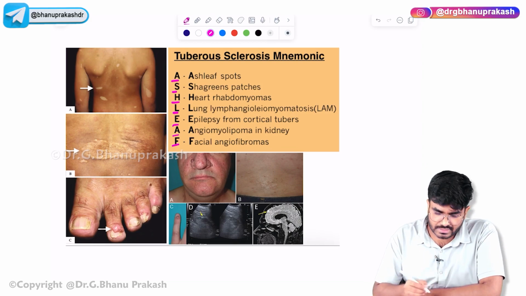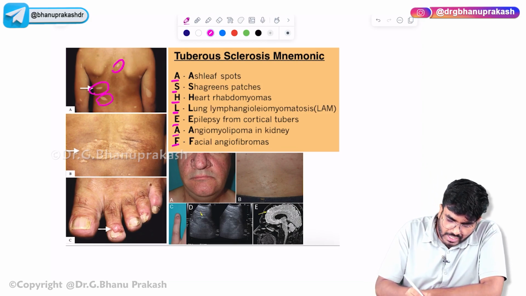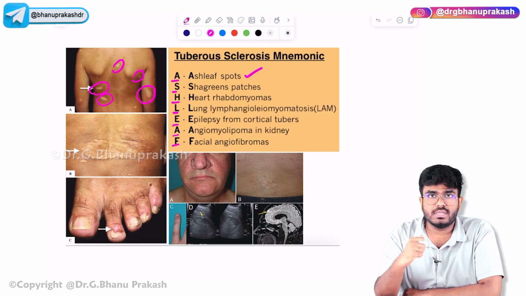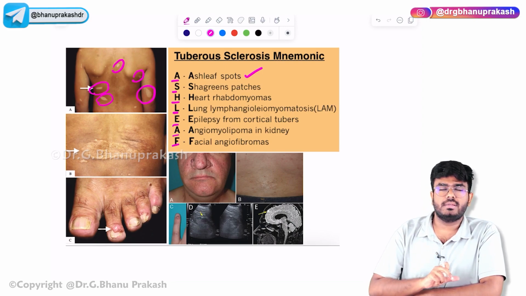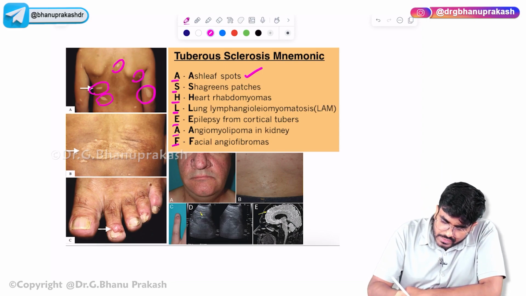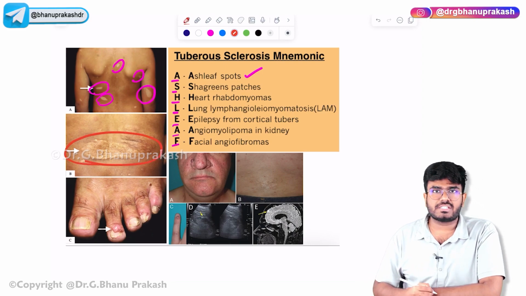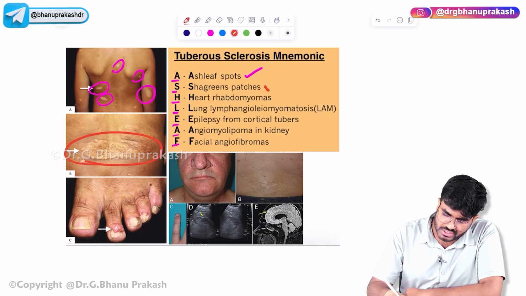So, what is this ash leaf, sir? On their skin, they are going to have hypopigmented areas, which are called ash leaf spots, or ash leaf macules. These ash leaf macules are going to be seen on the skin. They are hypopigmented areas. Next, on the lumbar area especially, they are going to have a thick leathery patch kind of appearance. Thick leathery patch, which is called a shagreen patch.